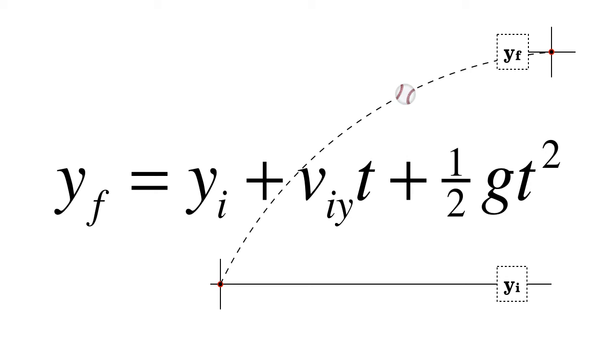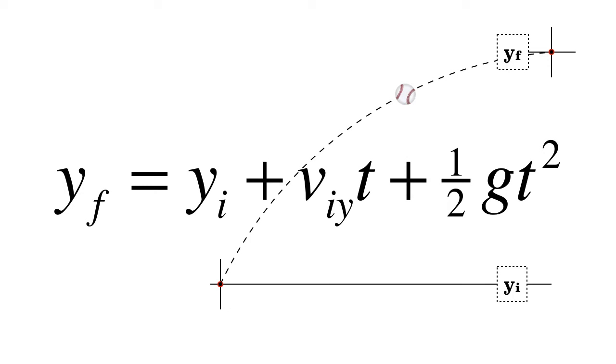Okay, so if you're up on top, now we're kind of joking around about water balloons and stuff, but if you are up there and you throw something downward, well then v subscript iy is going to be negative. And then you're going to be getting extra speed because g is negative as well.